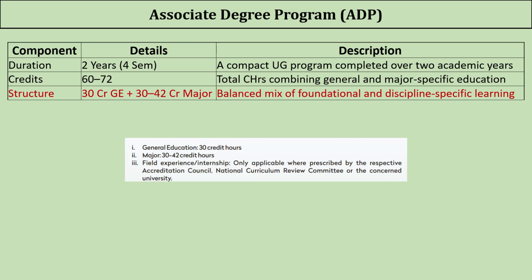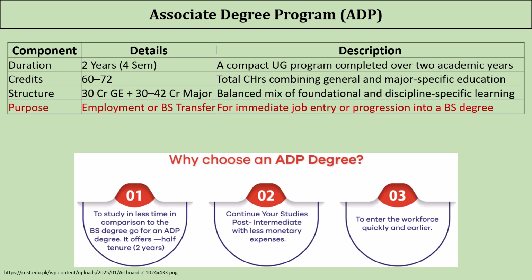Structure: 30 credit hours of general education plus 30 to 42 credit hours for the major. This program includes 30 credits of general education aligned with the BS general education standards and 30 to 42 credits in major-specific subjects. This ensures both foundational and technical competency. Purpose: employment or transition. ADPs are flexible by design. Graduates can either enter the workforce immediately or transition into the 5th semester of a relevant 4-year BS program with no credit loss in the same discipline.